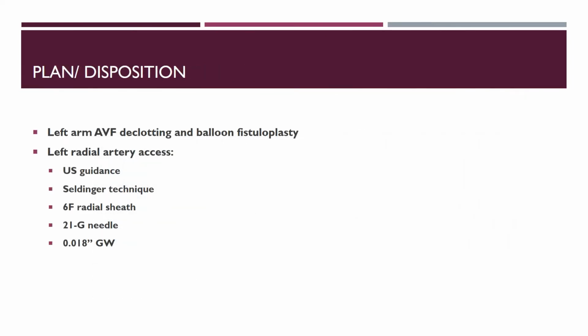Plan and disposition. The intended procedure was left arm AV fistula declotting and balloon fistuloplasty. Left radial artery access under ultrasound guidance, employing Seldinger technique. A 6 French radial sheath, a 21 gauge needle, and an 0.018-inch guide wire.